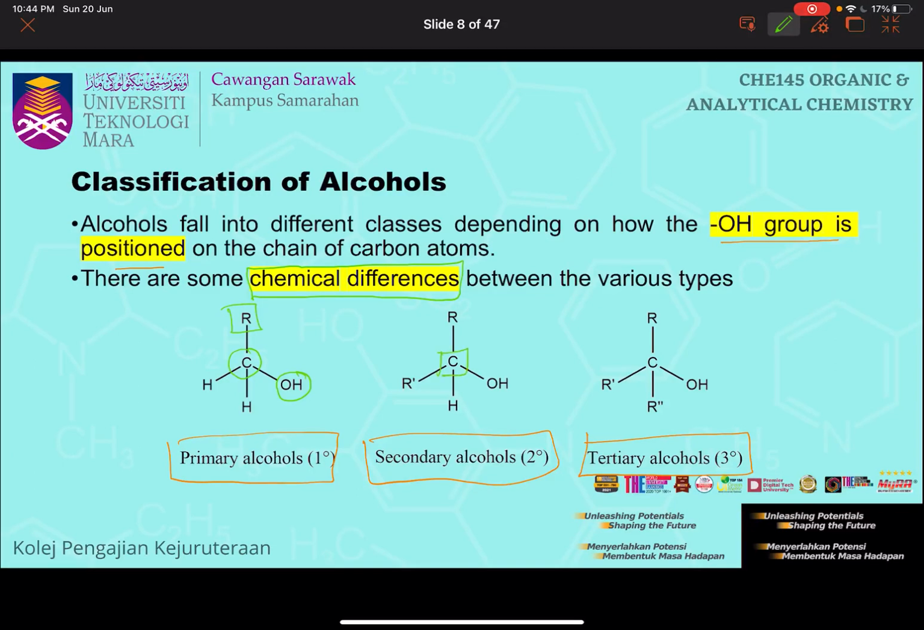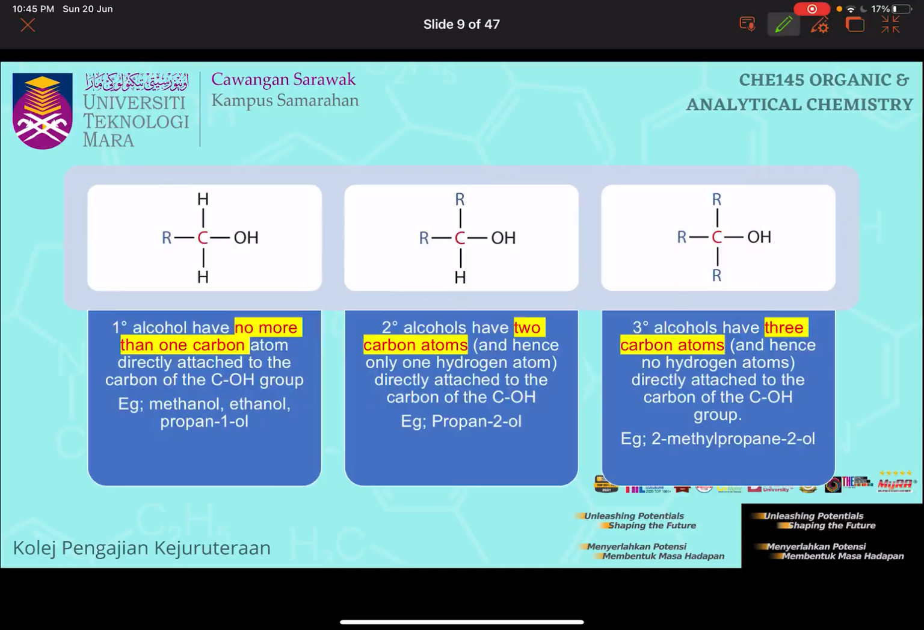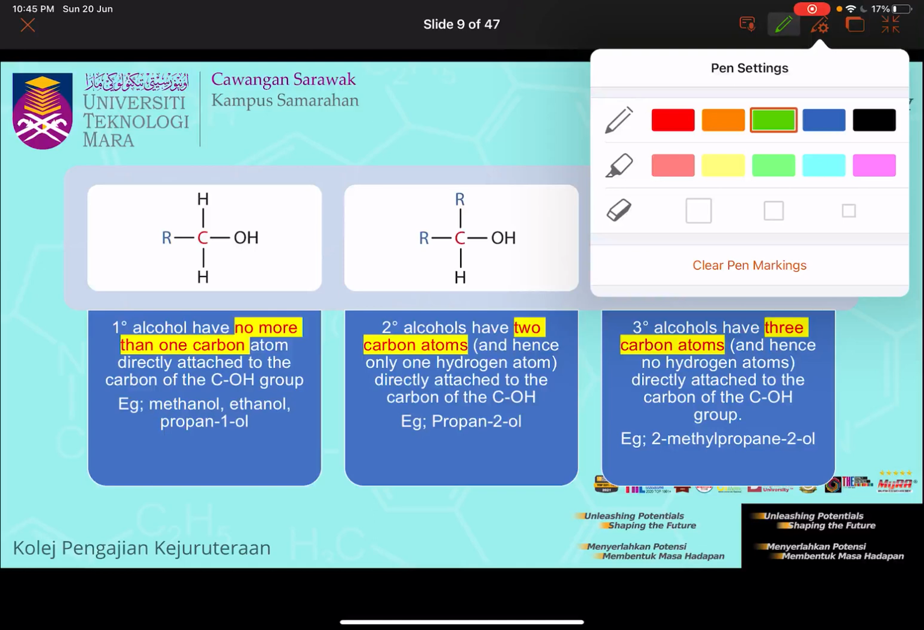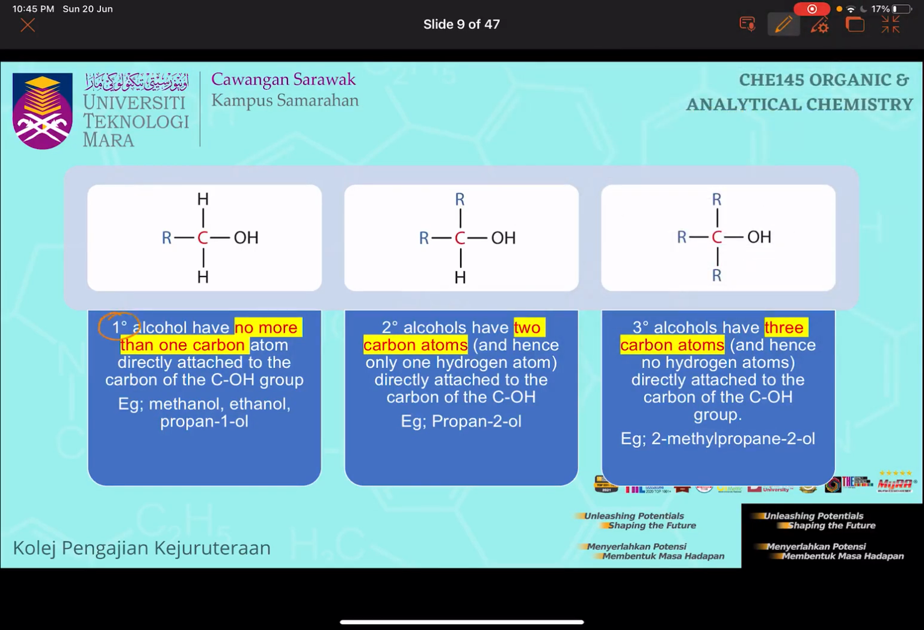For secondary, the carbon that has the OH has two hydrocarbon chains attached to it. So again, the carbon with the hydroxyl group attached to it, if there are three hydrocarbon chains around it, this is a tertiary alcohol. So this is another slide to show you the differences between primary, secondary, and tertiary alcohols.